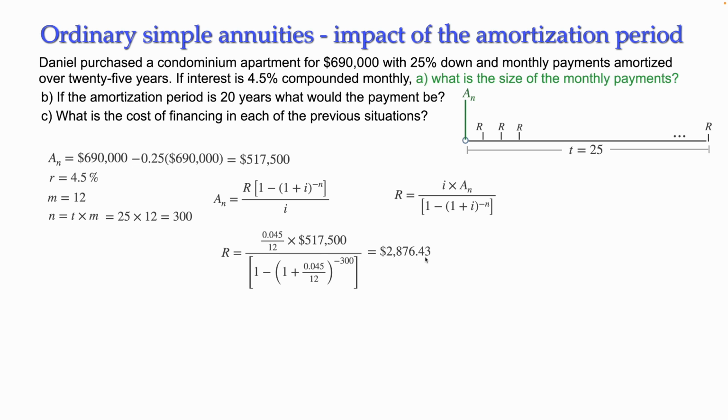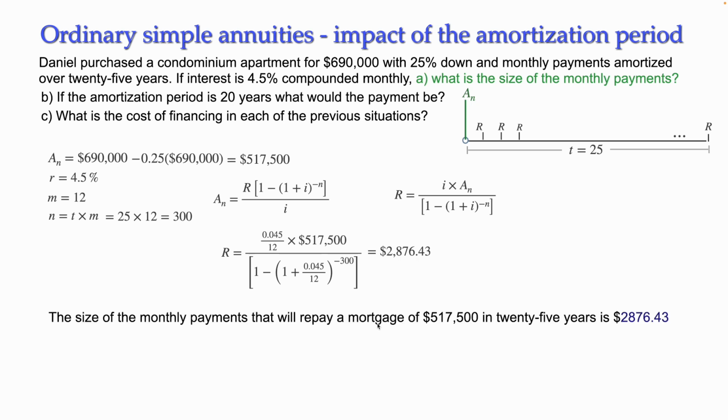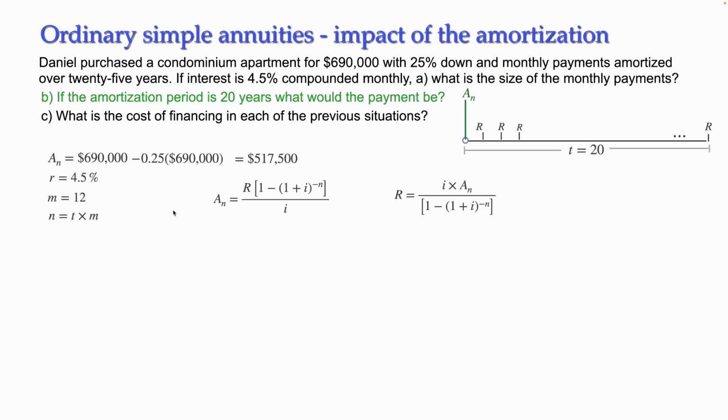So we know that the size of the monthly payment, if we are paying this in 25 years, will be $2,876.43. So that will be the answer of the first question. Question B will be the same, but now when the amortization period is 20 years. So let's answer this second question.